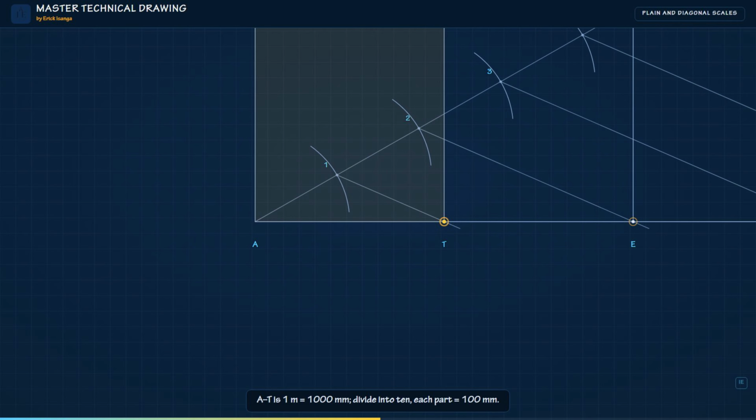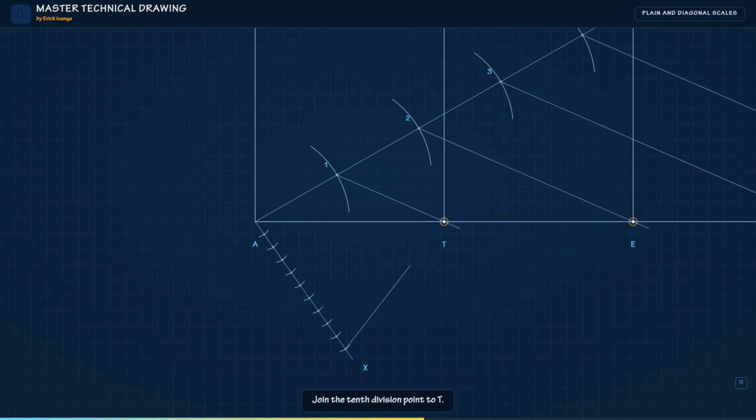The first portion, A to T, represents 1 meter, or 1000 millimeters. We divide it into 10 equal parts, each representing 100 millimeters. From A, draw another auxiliary line at a convenient angle below the baseline. Keeping the same radius, step off 10 equal divisions along this auxiliary line. Join the 10th division point to T. This sets the direction of the subdivision parallels.